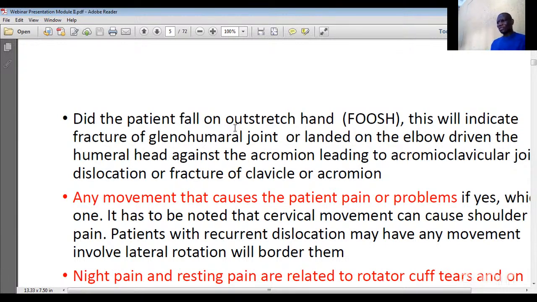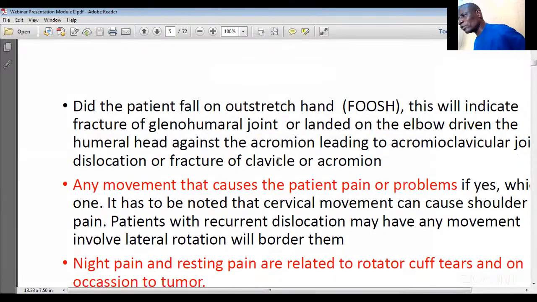Any movement that causes pain or problem, you tell the patient to do some movement. You understand? And when there is a problem like that, which one exactly? It will be noted that cervical movement can cause shoulder pain. There can be radiating pain from the cervical region that goes into the shoulder, radiculopathy. So most of the time, you examine the neck as well whenever you examine the shoulder complex, so it's going to give you the balance. Either you have pain at the shoulder or you have pain at the neck. You'll be able to know, right? Very important for the shoulder joint.